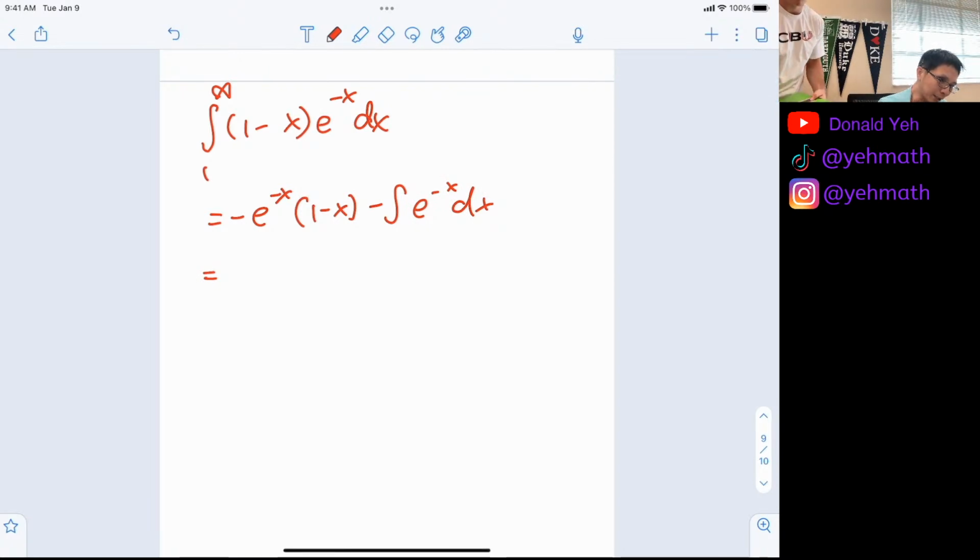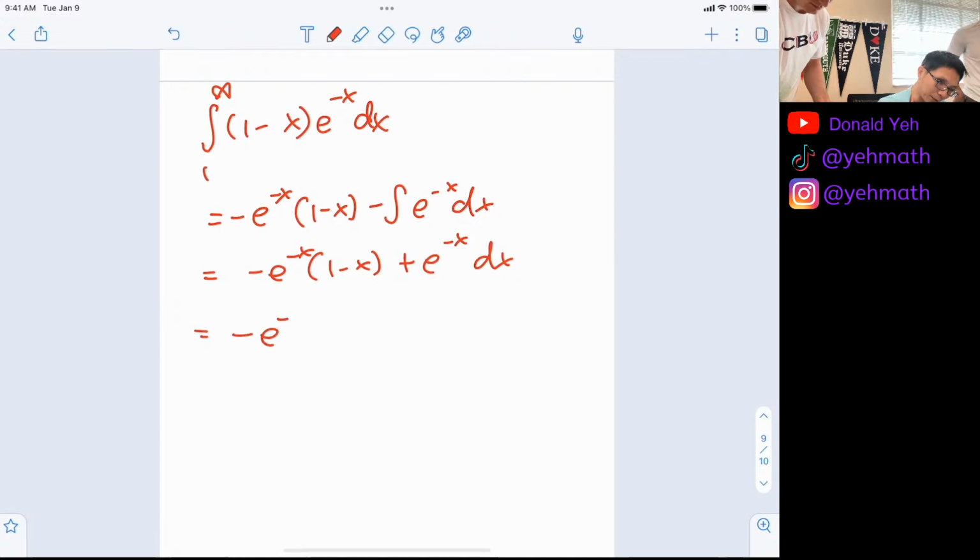Then that's going to give you negative e to the negative x of 1 minus x plus the integral of e to the negative x dx. So those two will distribute and will be negative e to the negative x plus x e to the negative x plus e to the negative x.